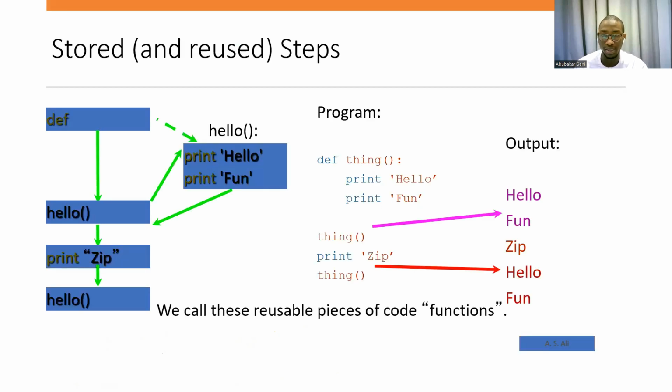So let's look at an example. Here we have our own custom function. So what does it do? It is called thing. That's the name. The name of the function is thing.